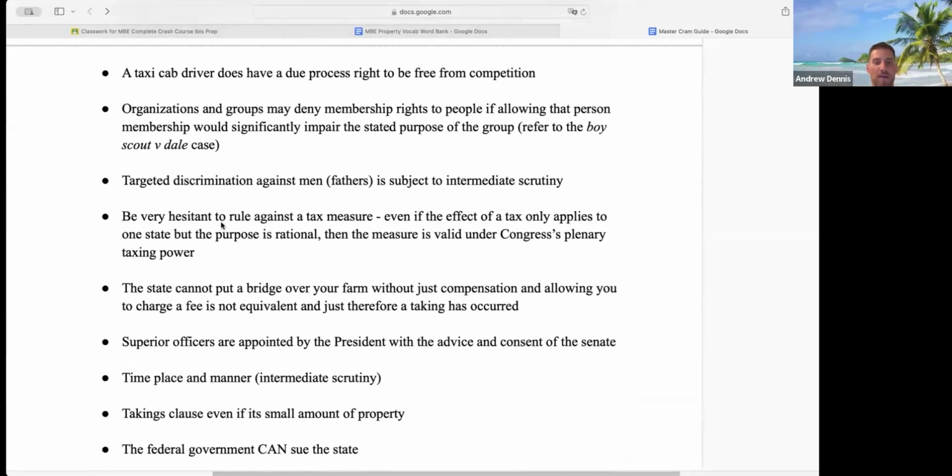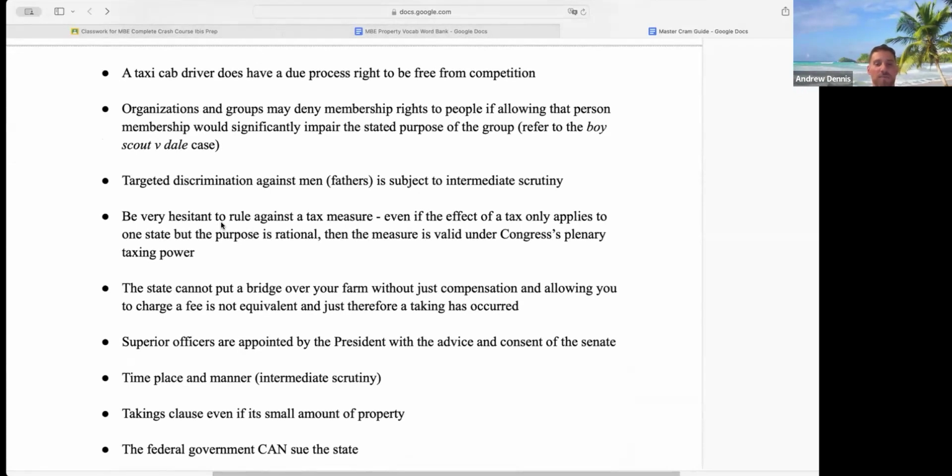Organizations and groups may deny membership rights to people if allowing that person membership would significantly impair the stated purpose of the group. Refer to the Boy Scouts versus Dale case. I always call it versus Dale case, right? Like Pitbull says. So yeah, Boy Scouts are allowed to not let someone in if they're anti-Boy Scouts in general, I guess.